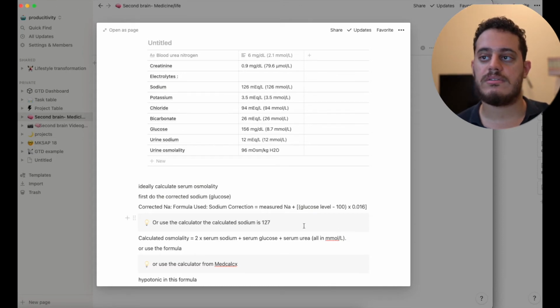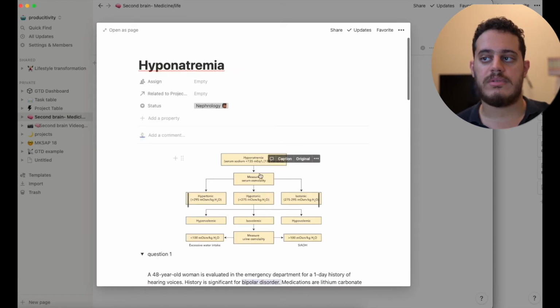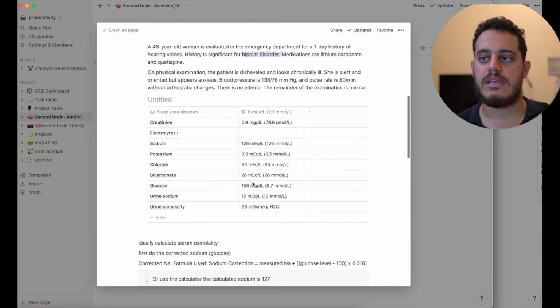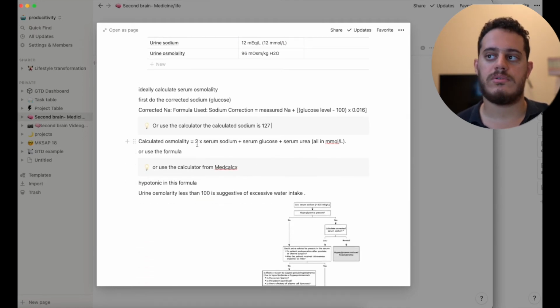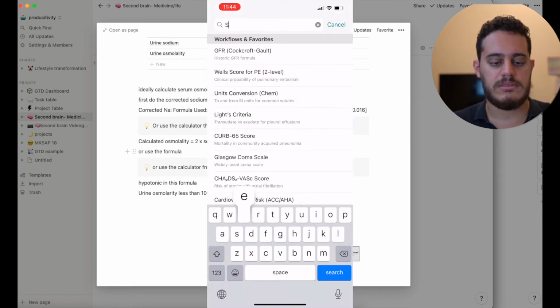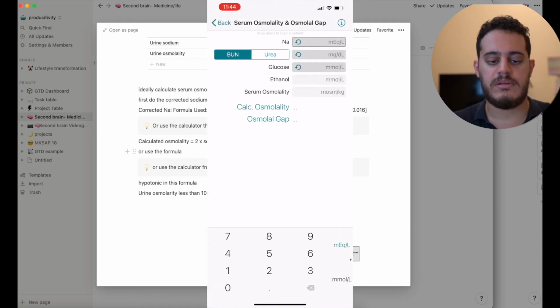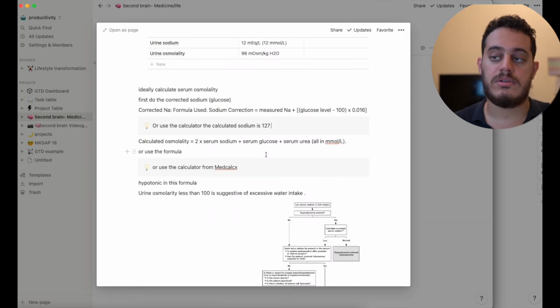Then the next thing is you need to know her serum osmolality. Again, there's another formula for that. It's 2 times sodium, plus glucose, plus serum urea. You can use it, or you can also use the MedCalc app again. It's very easy. You can just use it on iOS. What you do is look for serum osmolality. You type in the numbers: 126, BUN is 6, her glucose is 8.7. They didn't give you an ethanol number, so her osmolality is 263, which is low.